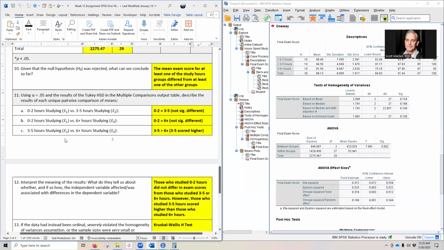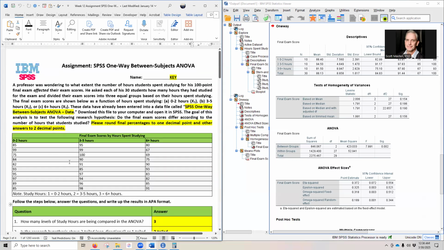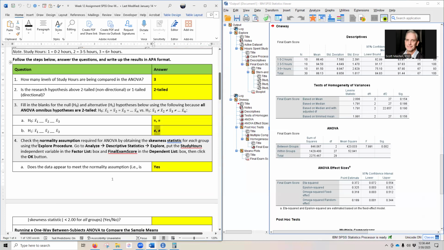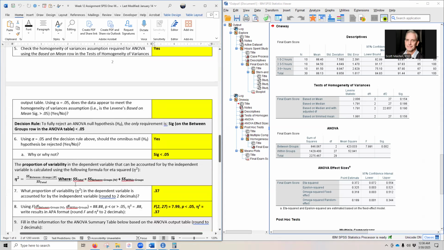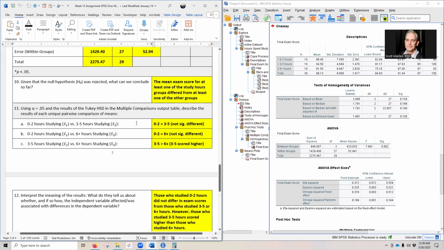That's the ANOVA summary table. So number 10 says, given that we rejected the null for this omnibus ANOVA, what can we conclude at this point? Let's go look at what we've concluded, because that's our alternative hypothesis. We've concluded that the mean of group 1 is not necessarily equal to the mean of group 2, which is not equal to the mean of group 3, that there's at least one difference. So the conclusion is at least one of the groups performed better on the exam than at least one of the others.